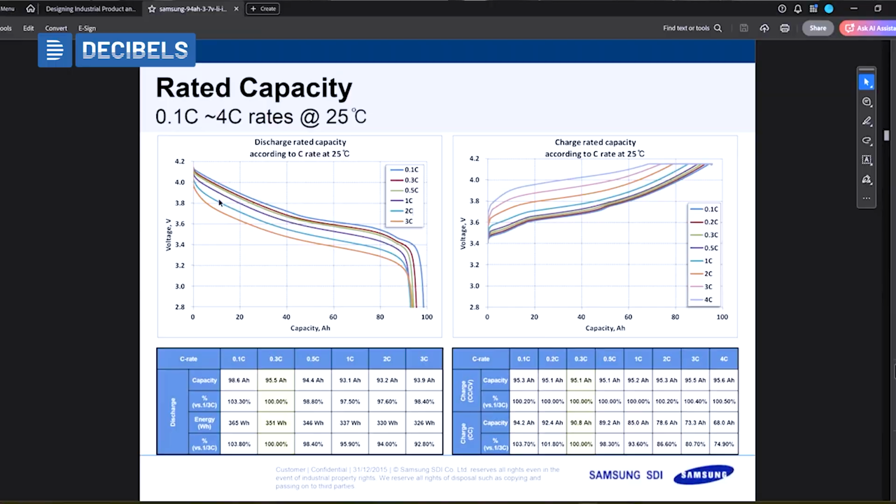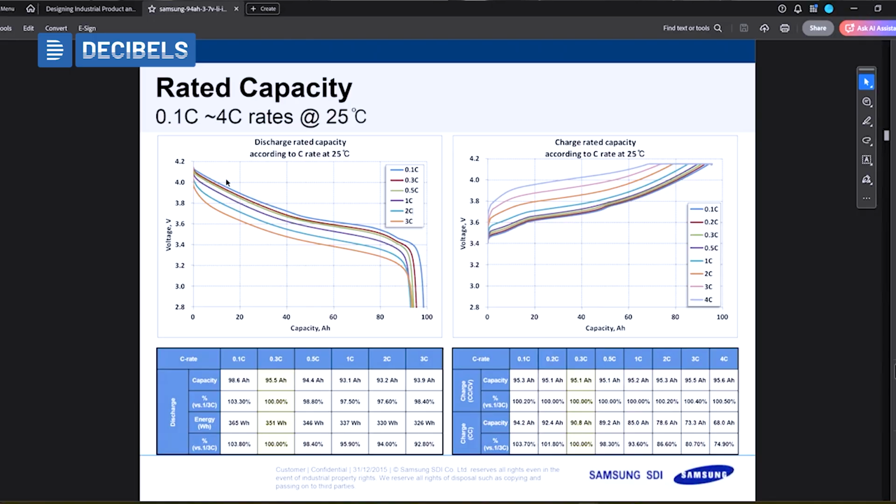So whenever the cell is slowly discharging, we can see there is a drop in cell voltage. It starts from 4.2 volts and will drop till 2.8 volts as well. And one can observe the curve is linear at the beginning, and at the end we can see it suddenly drops. There is a sudden voltage drop in the cell.